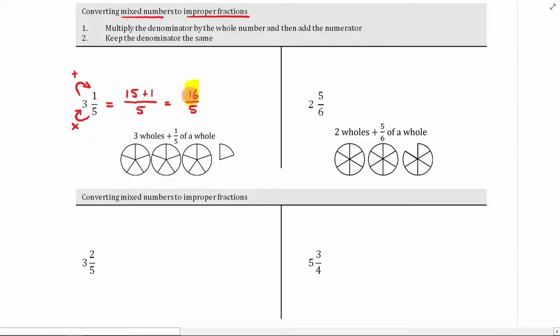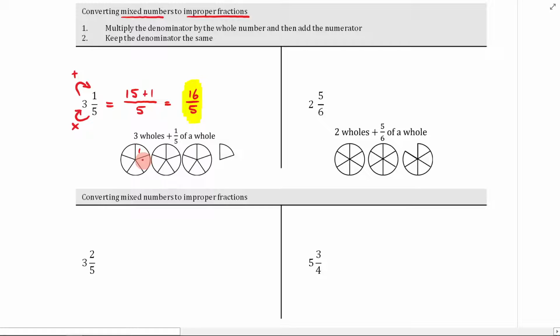So let's appreciate what it is that we've done here. We have converted a mixed number into an improper fraction. That is what we have done. Now, to help us really appreciate this, let's look at this little diagram here in which I've represented the mixed number. So 3 wholes plus 1/5 of a whole. So as you can see, I've got 1 whole, 2 wholes, 3 wholes, and then 1/5 of a whole here. Well, let's count up how many pieces we have.